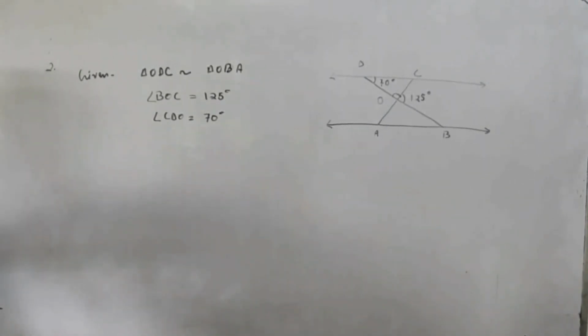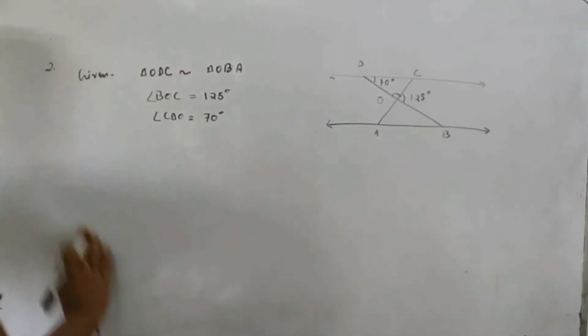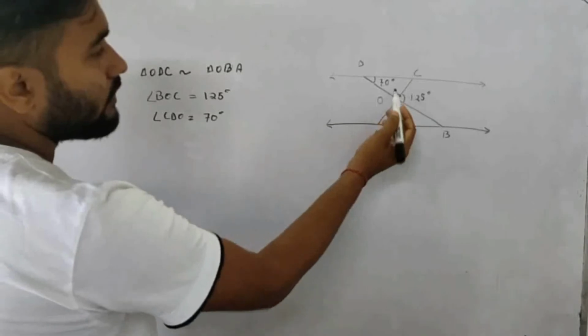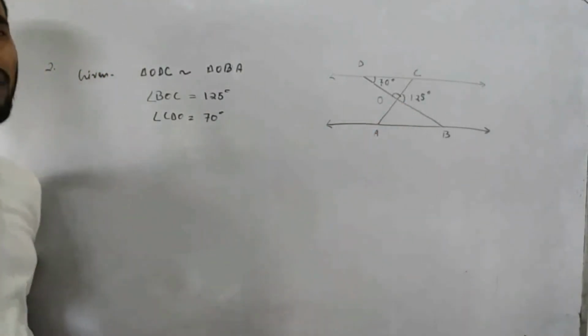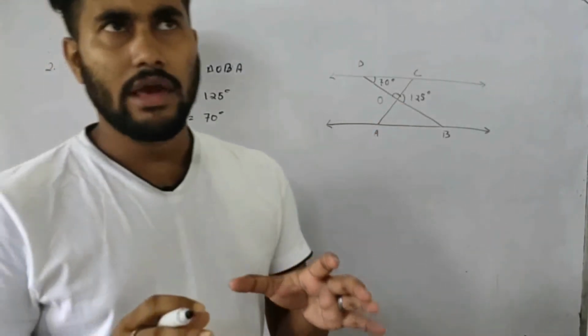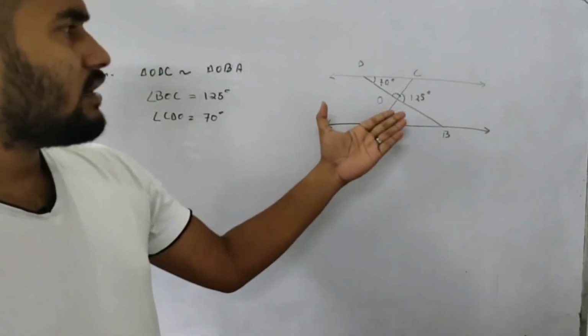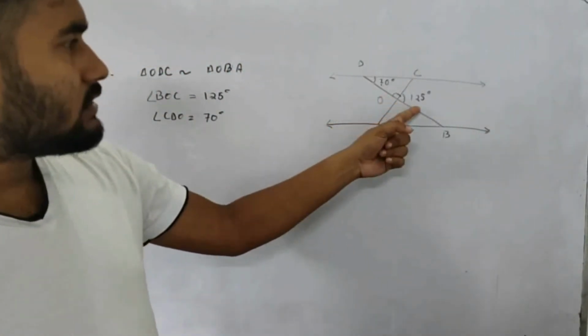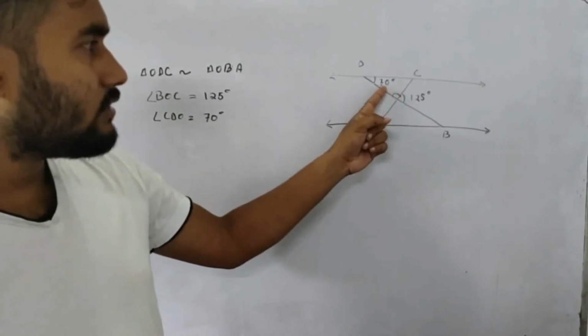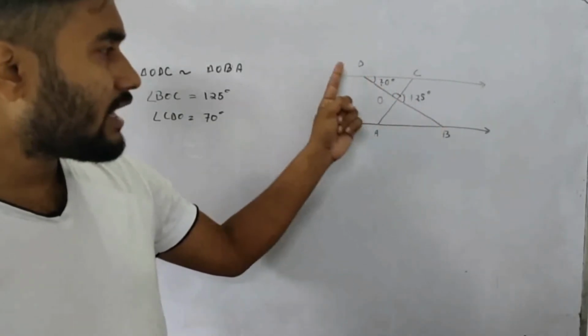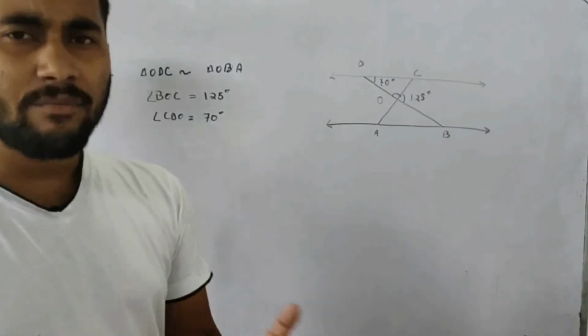Okay, so let us try then. First one is very simple. This angle you have to find. In class 9, chapter 6, Lines and Angles, you have done this type of question. This is 125. This angle you need to find. So this is a straight line, so they are a linear pair.